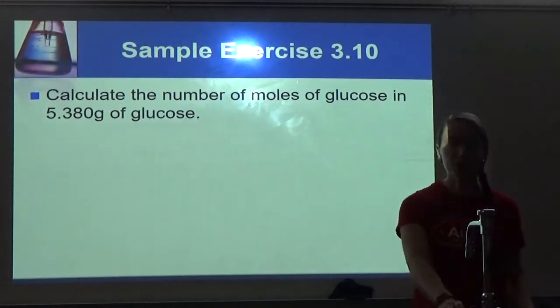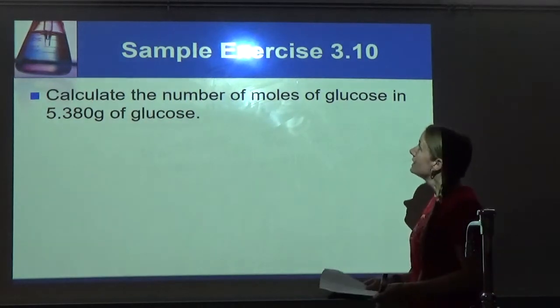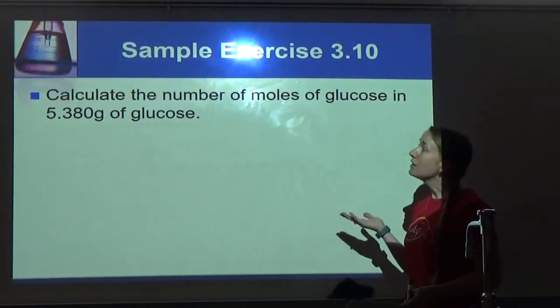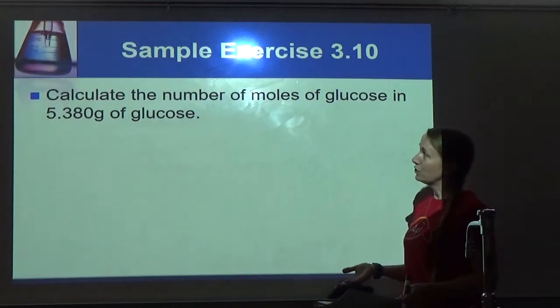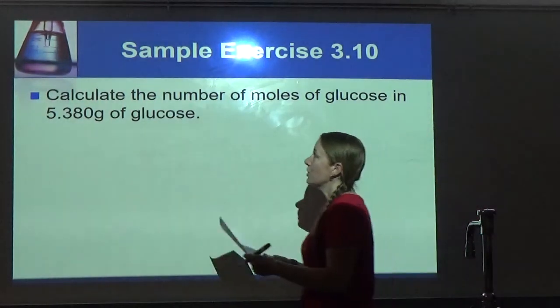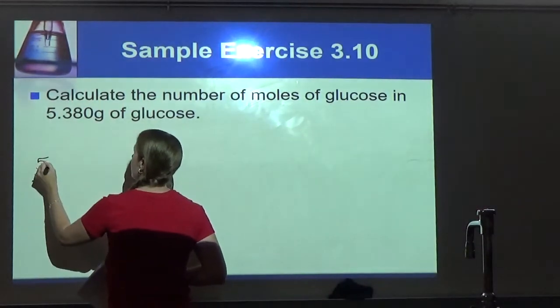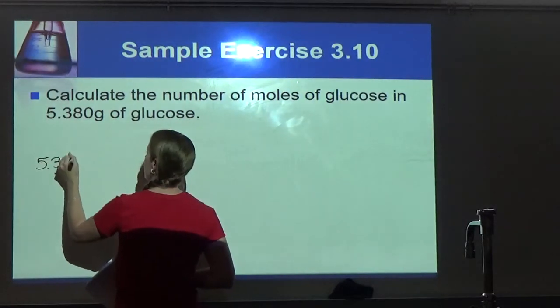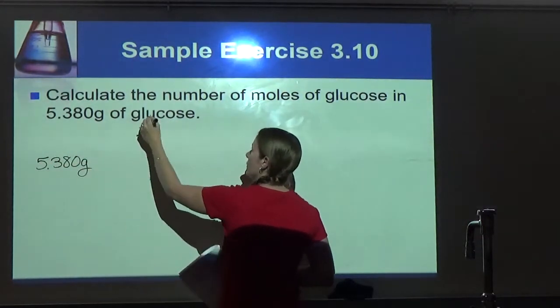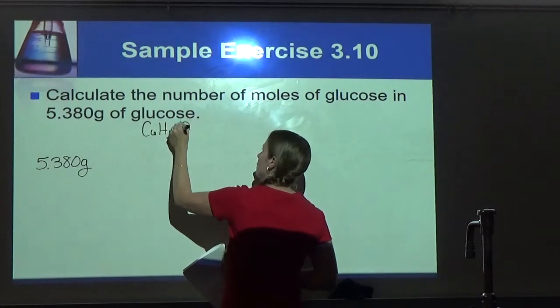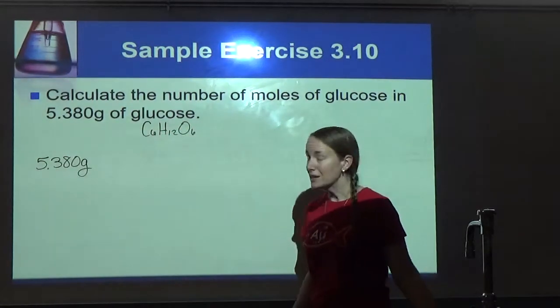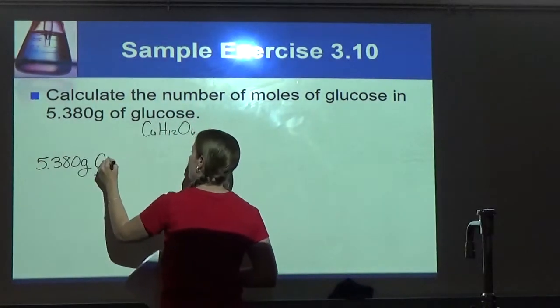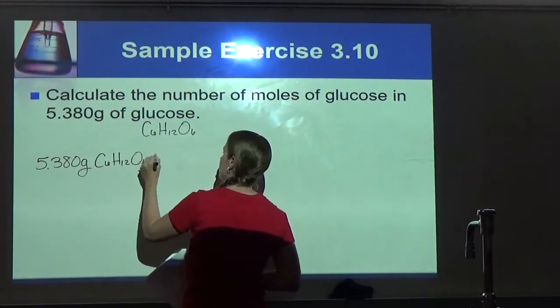All right, so remember, make sure you're trying some of these on your own. So it says calculate the number of moles of glucose in 5.38 grams of glucose. Okay, so we have a starting point. We're starting with grams. So we have 5.38 grams of glucose. Glucose is C6H12O6. You should know that from biology. I would just go ahead and memorize that because we do use it a lot in chemistry.